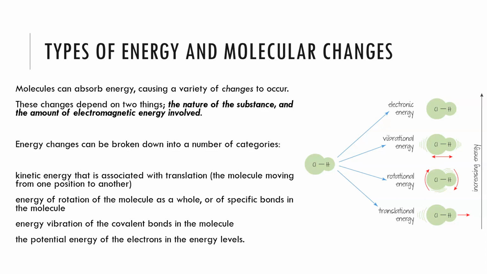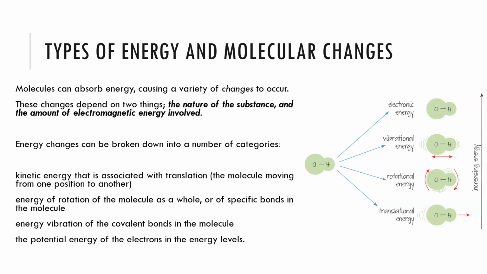So as I mentioned before, electron transitions going from ground state to excited state gives us spectra within the visible region. But these changes can depend on two things: the nature of the substance or the molecule and the amount of electromagnetic energy involved. Is it a high energy or a low energy transition? Energy changes can be categorized, and these are kinetic energy. So these are associated with translation, essentially the molecule moving around from one position to another in space.